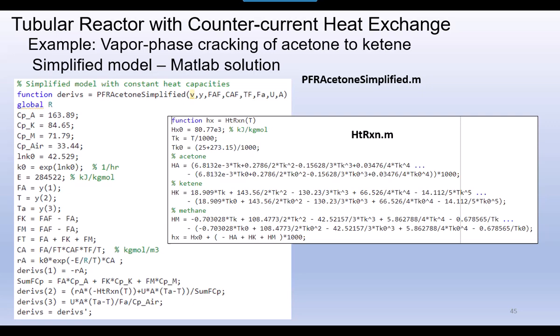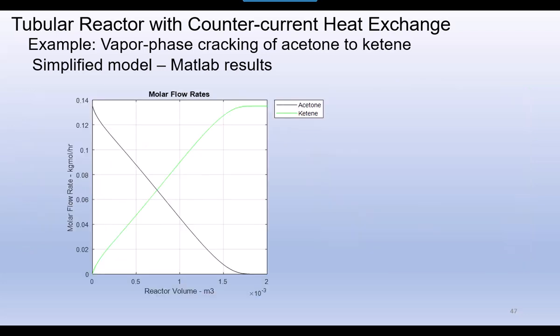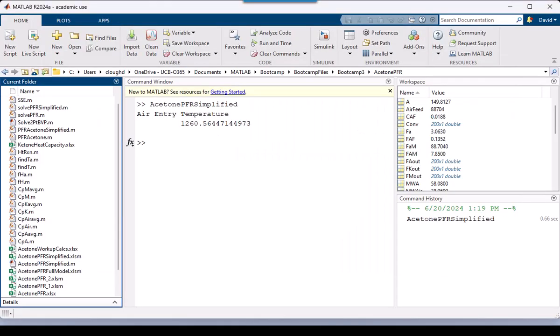And then we've got our model to compute the derivatives, our heat of reaction routine, and then we have our temperature conversion profile showing that we don't quite hit the target for the entry temperature of air. And then we have our molar flow rate chart, okay? So let's pop back over to here, and it shows you that the air entry temperature is 1260, which should be 1250. So we're off by 10 degrees.